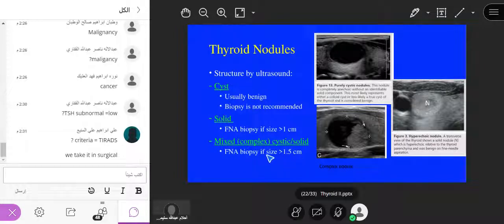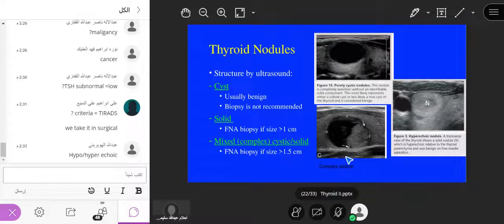This helps you more if it's mixed, because we have a lot of what's called spongiform nodules. They have a lot of cystic and a lot of solid components. So which one do we biopsy? Sometimes the solid is small and there are multiple cysts behind it. So there, here it comes the thyroid. Well, I'm not expecting you to know this.